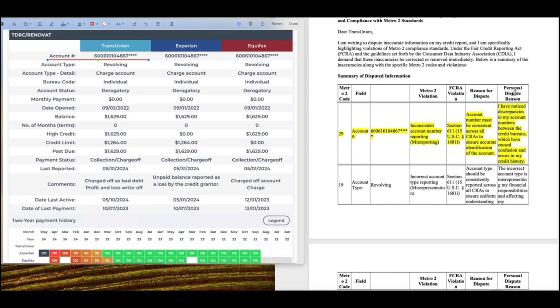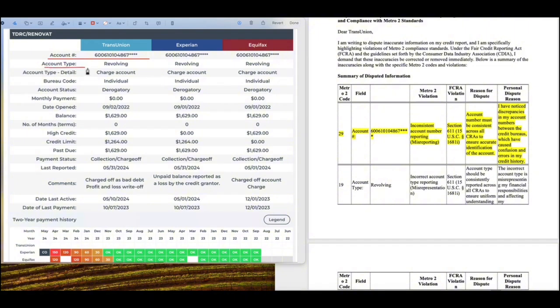And this is my personal dispute reason: I have noticed discrepancies in my account numbers between the credit bureaus, which have caused confusion and errors on my credit history. So make sure that when you're doing your letters, you make them your own and write your personal dispute reasons. Do all the things that you can do, be as specific as possible, and go to the root as much as possible, so that you can take your best shot at getting the deletions.